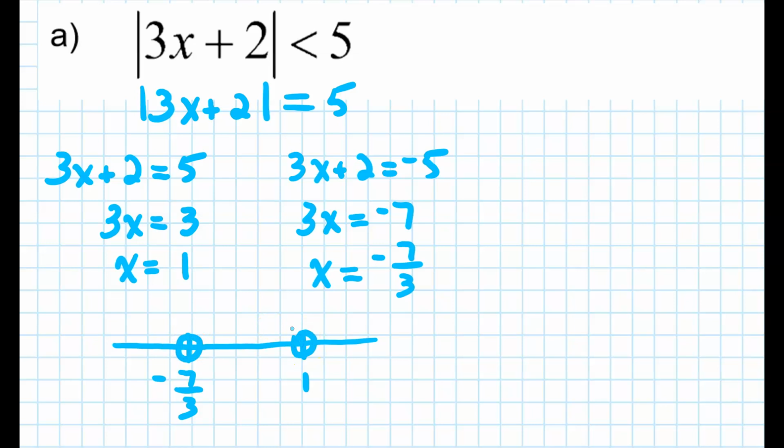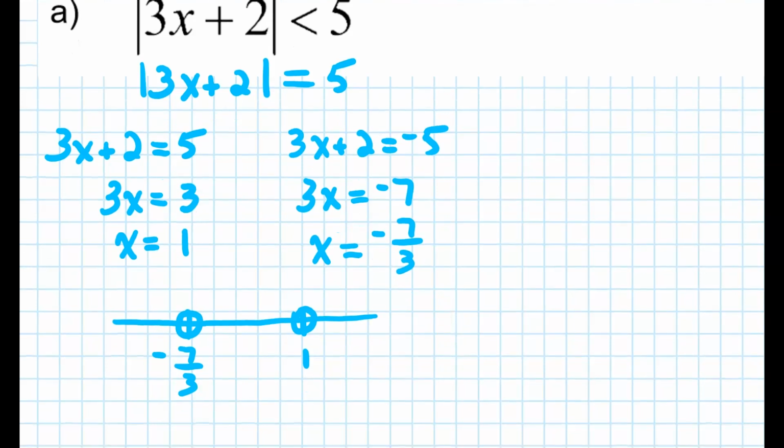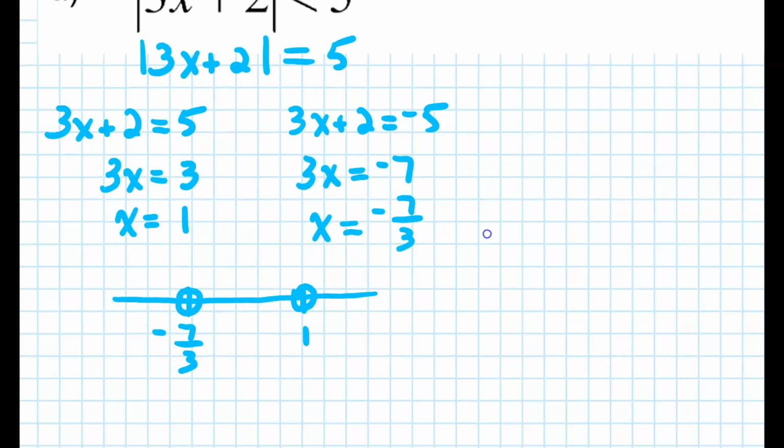So I've essentially divided my number line into how many regions? 3 regions. And now I need to pick a point in those regions to test. Looking at my negative 7/3, which is the furthest to the left, what's a nice, easy value to the left of that? Negative 2? I would have to go to at least negative 3, since negative 1 and negative 2 will be in here. So we want negative 3.